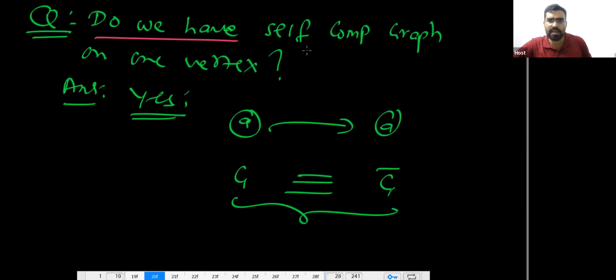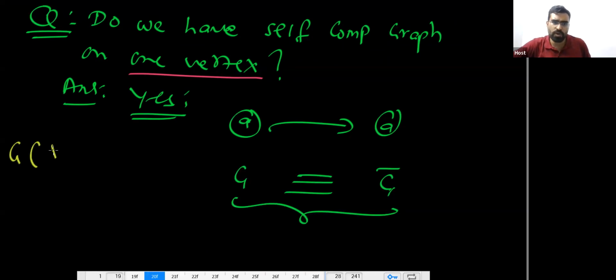Do we have a self-complementary graph on one vertex? Is there any self-complementary graph on one vertex? Yes, you can take this vertex, because what is the complement of this graph? The complement of this graph is this itself. Remember, when you find the complement, you only do the complement of edges. You don't change the vertices.